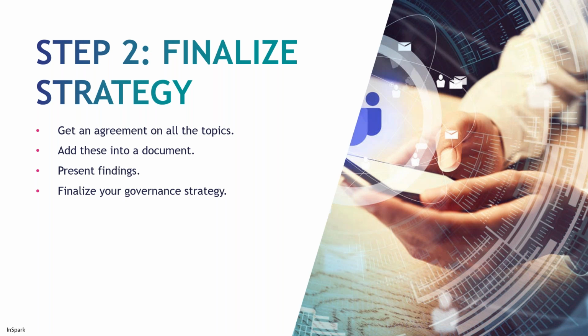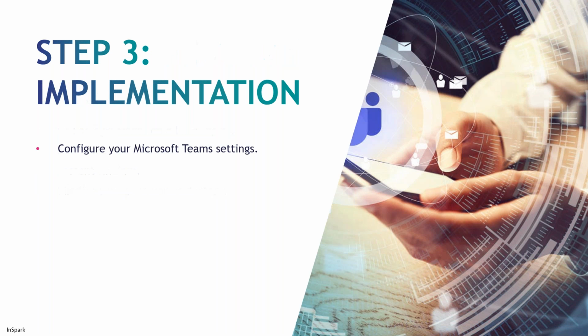Now, once you've done that, you need to finalize your strategy. Everybody agrees, okay, this is what we're going for. And then you basically have to implement it, right? And that means you have to configure some Microsoft Teams settings. Maybe you decide, I don't want people to use the marketplace for apps, so I just want to provide them with the Microsoft apps. That's a setting you have to change.